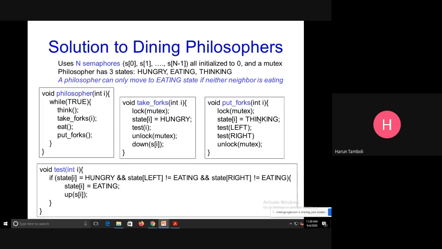In the test function, it checks that the state of I is hungry, definitely its previous state, and the state of the left neighbor is not equal to eating. Suppose it is the first person, again it checks the state of the right neighbor is not equal to eating. Again it is true, then only it is going to change the state to eating.